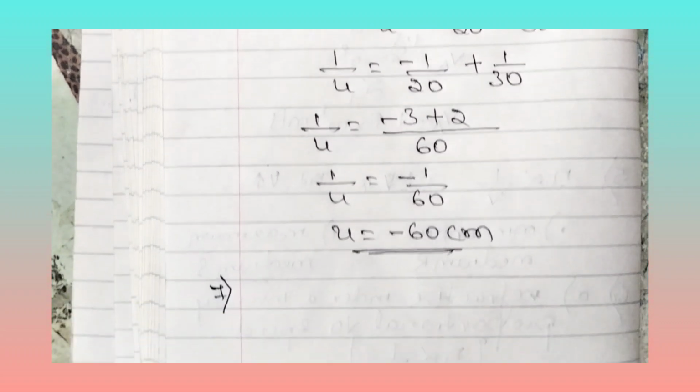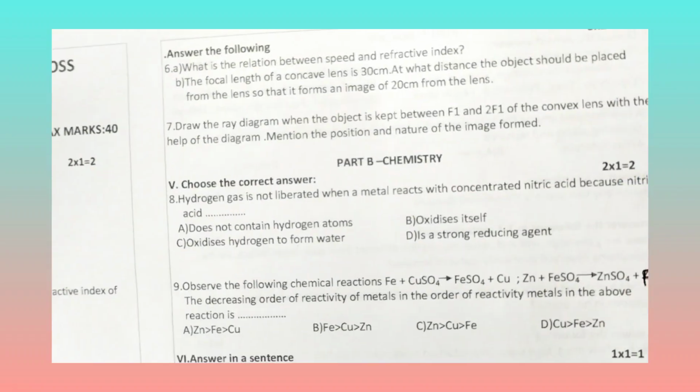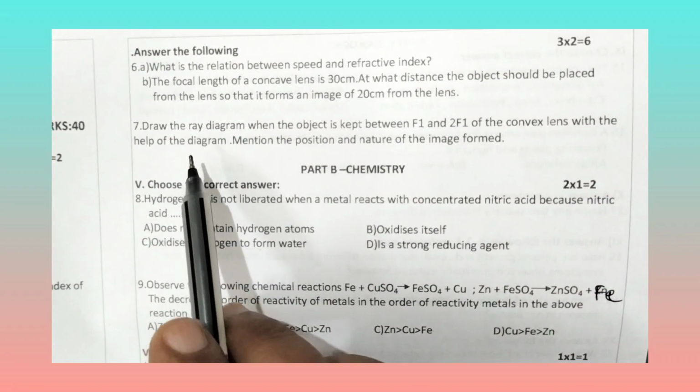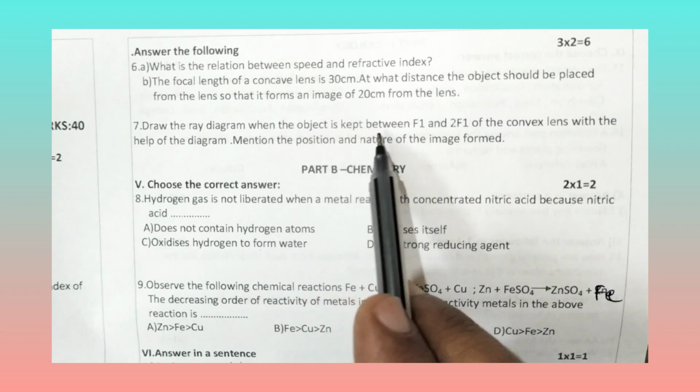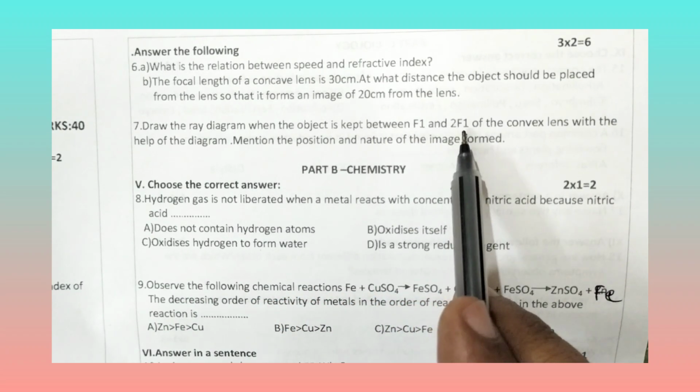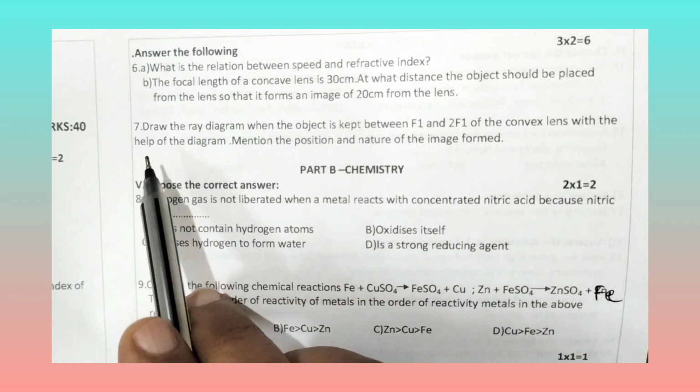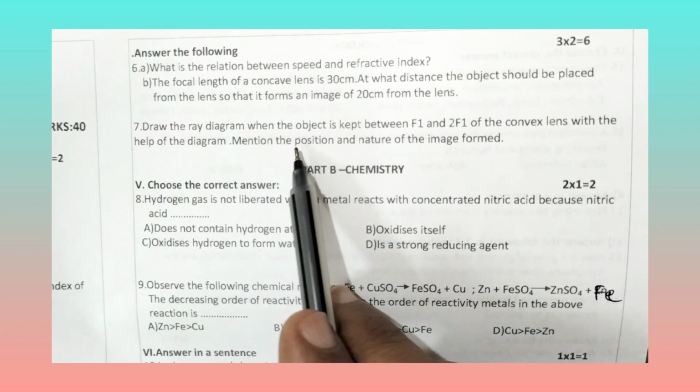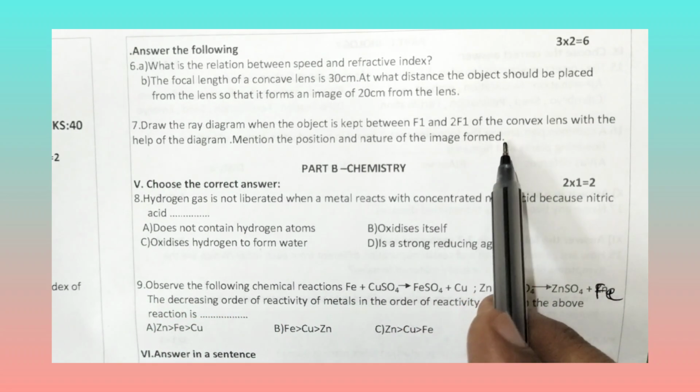Now let us move to question number 7. Draw the ray diagram when the object is kept between F1 and 2F1 of the convex lens. With the help of the diagram, mention the position and the nature of the image formed.